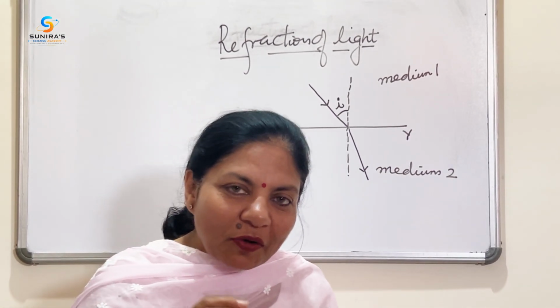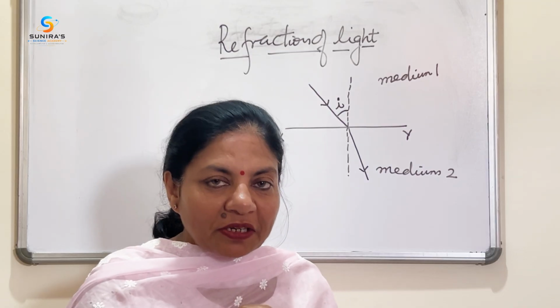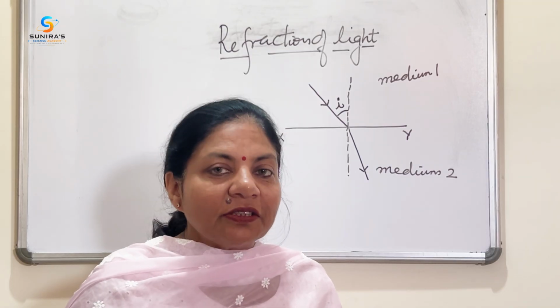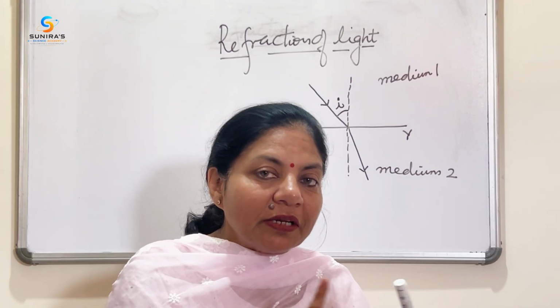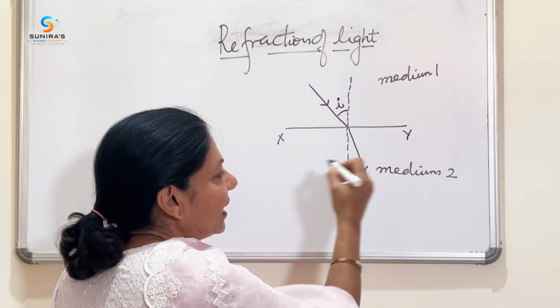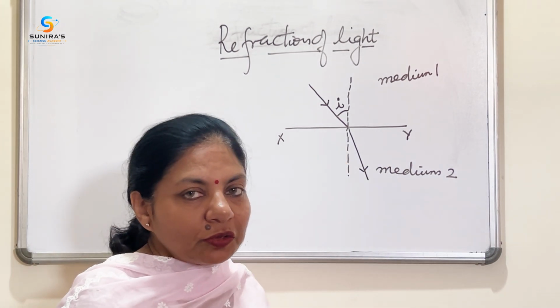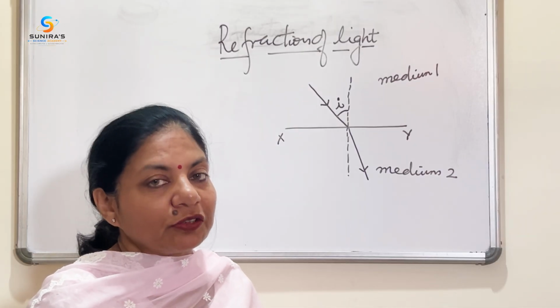This bending of light is called refraction of light. So make it clear in your mind. The first thing is that light is passing from one medium to another. Another thing is it is bending when it goes from one medium to another. And this bending of light is called refraction of light.